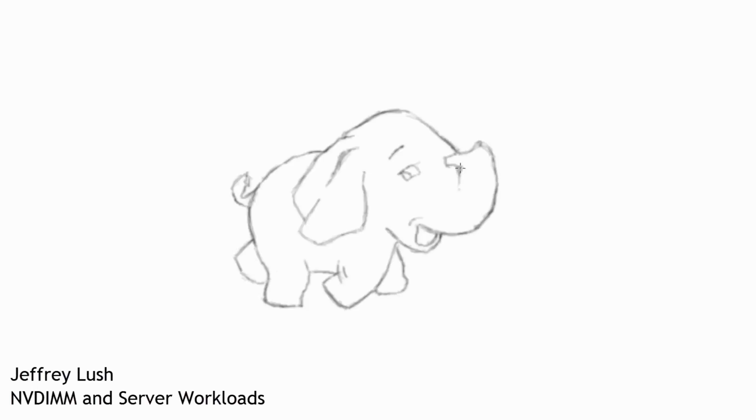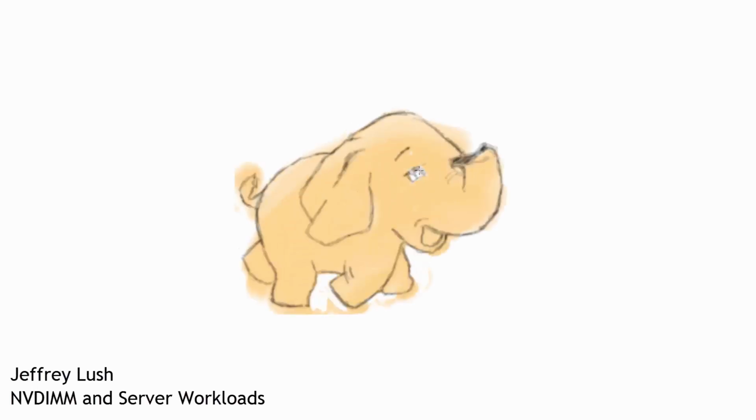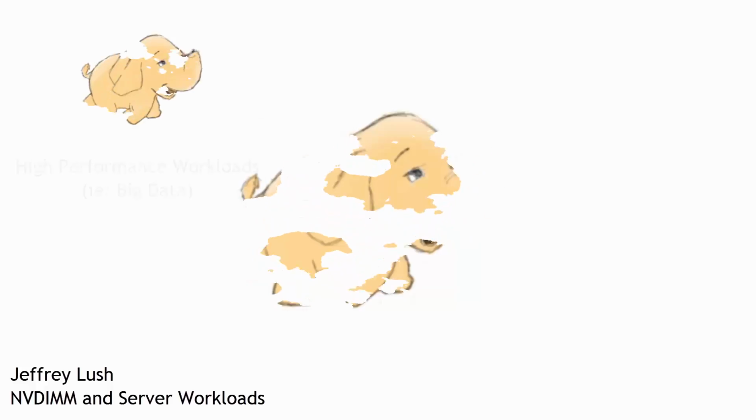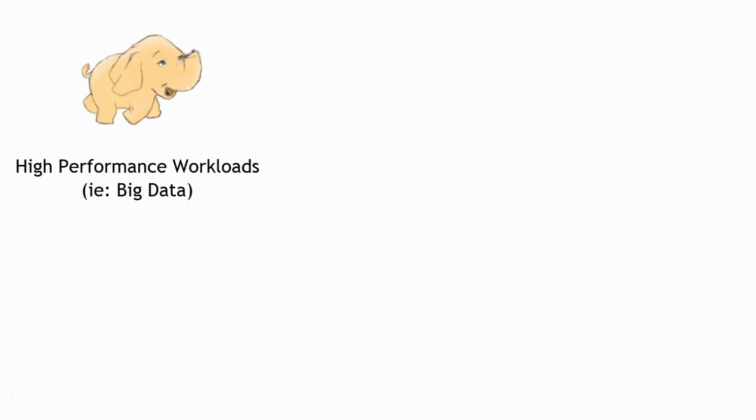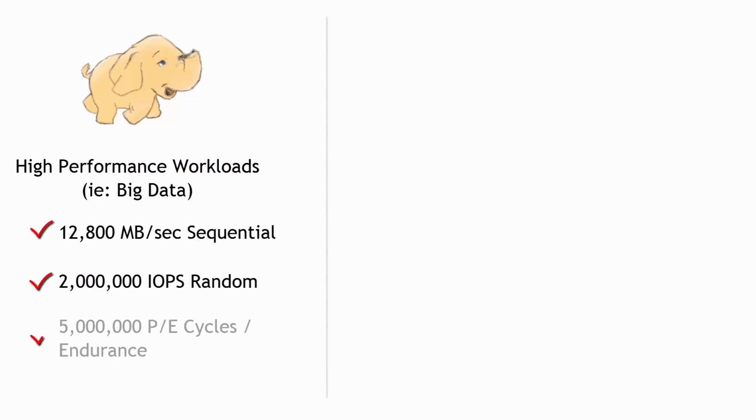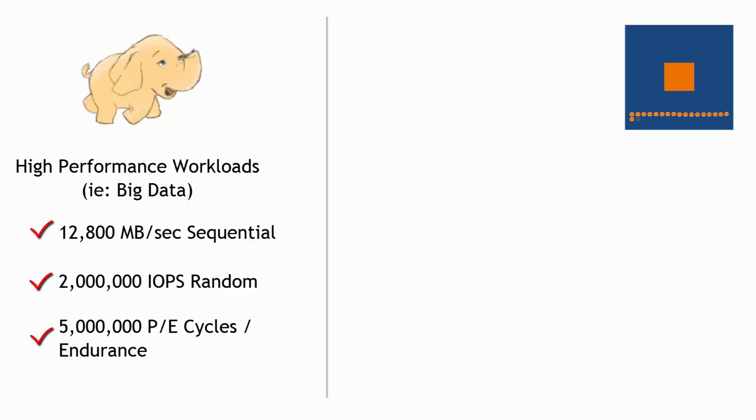with the server loads that are required. Today's server does not look like yesterday's server. So let's talk a little bit about some of those differences. We need performance. This is the bottom line. We need high performance: 12,800 megabits per second, 2 million IOPS, 5 million PE cycles.